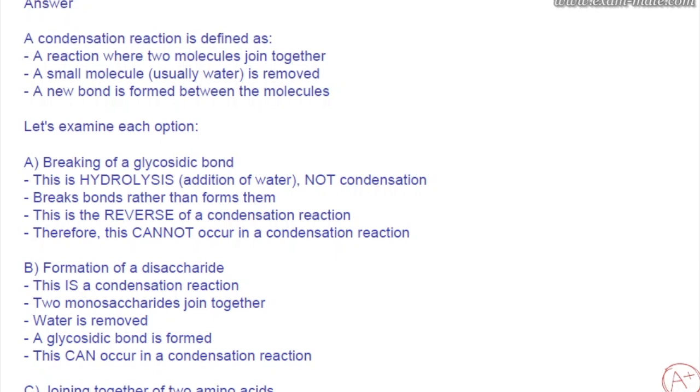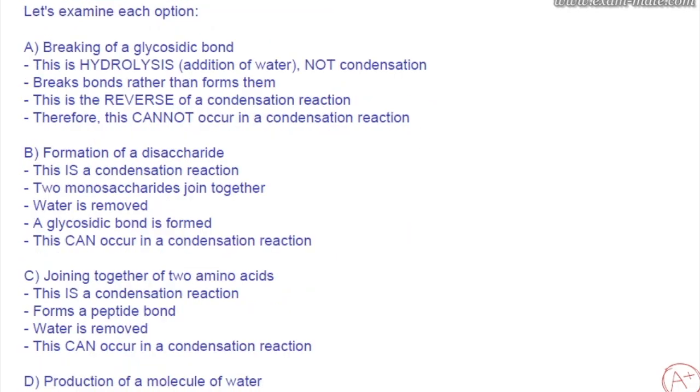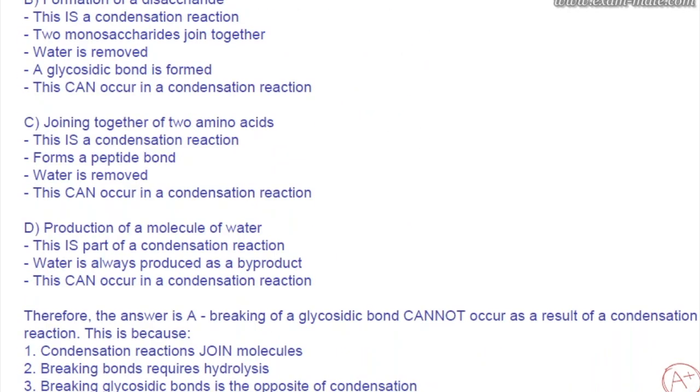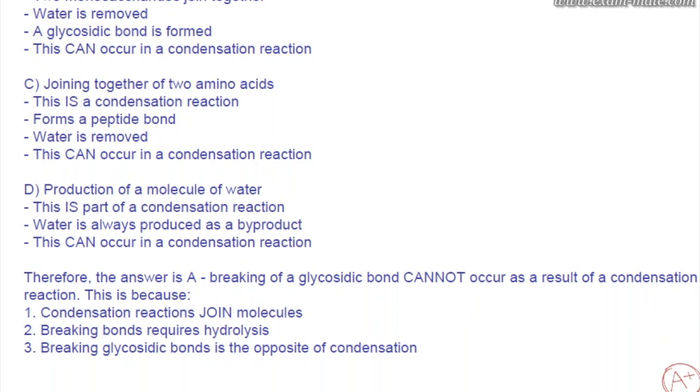Therefore, this cannot occur in a condensation reaction. B. Formation of a disaccharide. This is a condensation reaction. Two monosaccharides join together. Water is removed. A glycosidic bond is formed. This can occur in a condensation reaction. C. Joining together of two amino acids. This is a condensation reaction. It forms a peptide bond. Water is removed. This can occur in a condensation reaction.